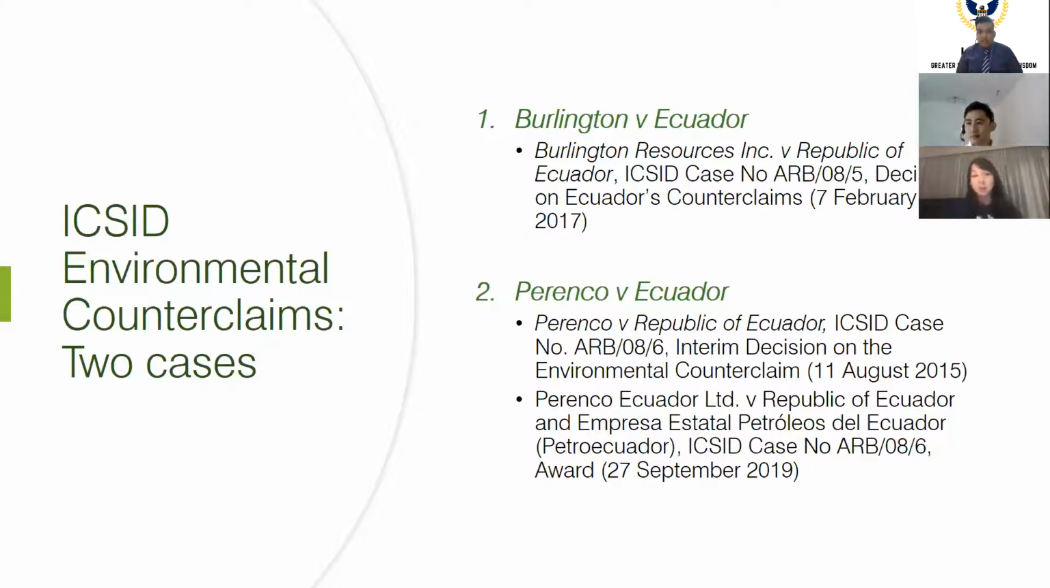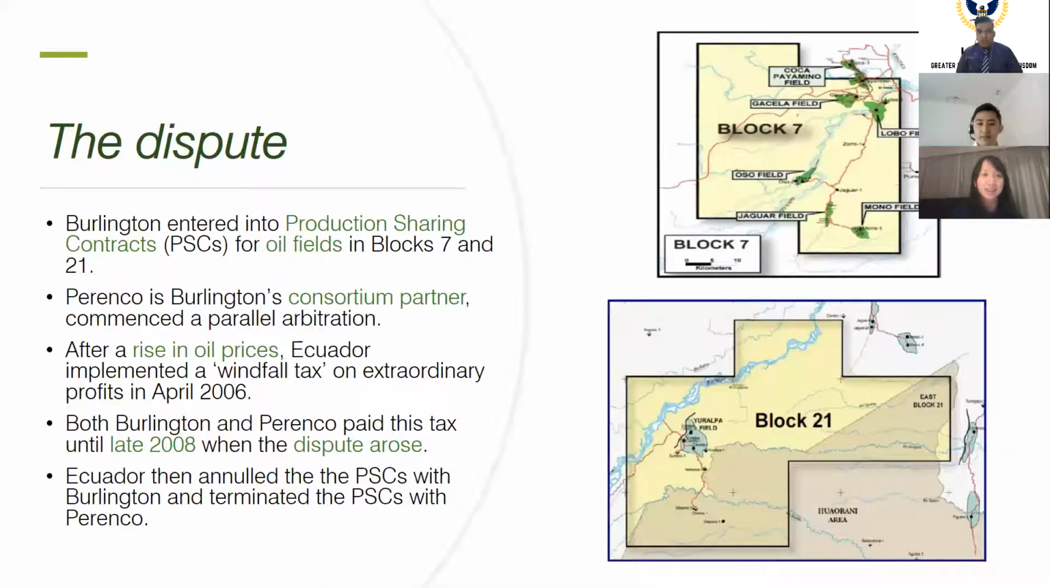So what happened in this dispute? Burlington entered into a series of production sharing contracts with Ecuador to explore and exploit certain Ecuadorian oil reserves. These are referred to as the oil fields in Block 7 and Block 21 that I put in the pictures there. Perenco is a related entity and was Burlington's consortium partner and commenced the parallel arbitration against Ecuador as well.